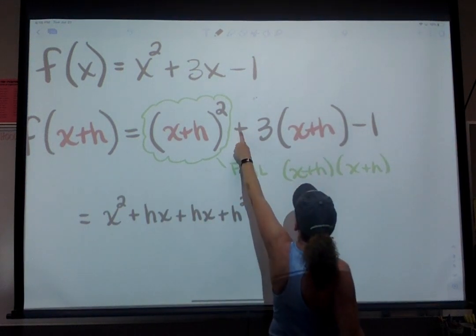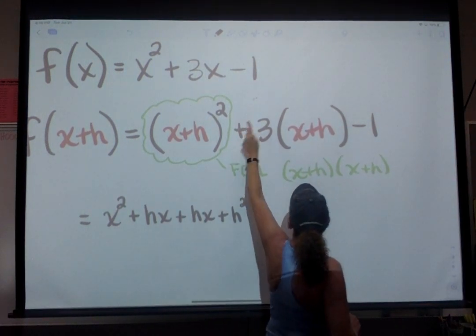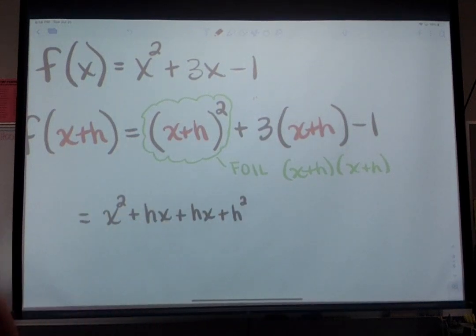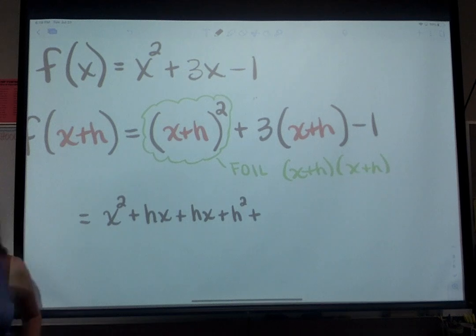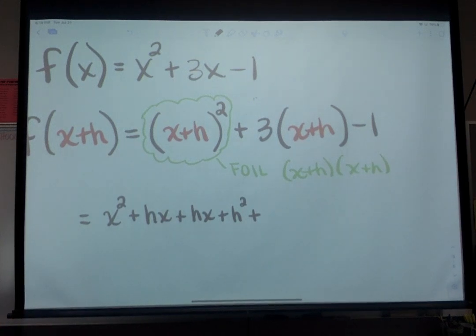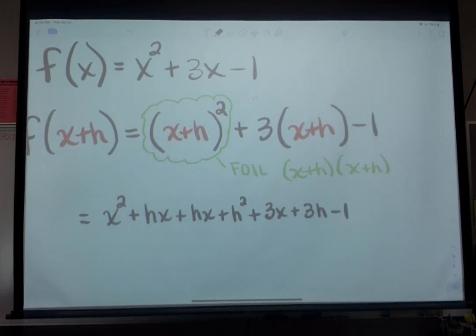Now let's keep it going. Now I'm at the plus sign. So I'm going to go plus. Now I'm going to distribute my 3 into that set of parentheses. And don't forget the minus 1 on the end.